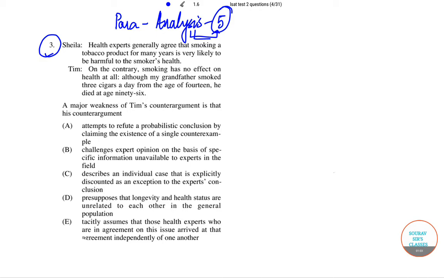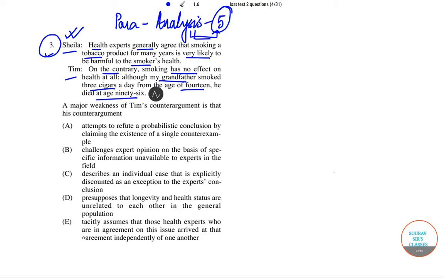So there are two individuals, Shayla and Tim. Shayla, health experts, is saying, health experts generally agree that smoking a tobacco product for many years is very likely to be harmful to a smoker's health. So if you smoke, it will be harmful. This is the thought of this particular individual. Now Tim says, on the contrary, smoking has no effect on health at all. Although my grandfather smoked 3 cigars a day from the age of 14, he died at the age of 96.